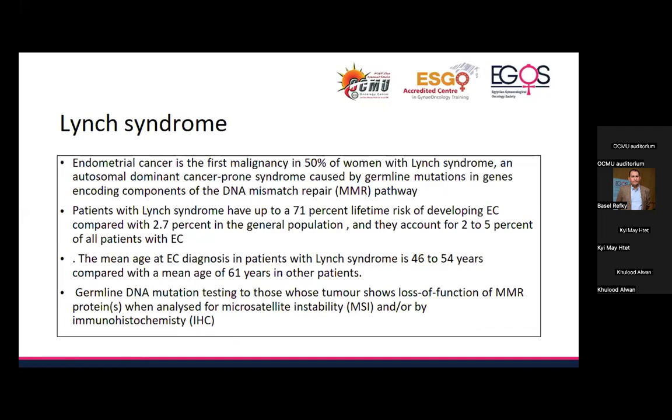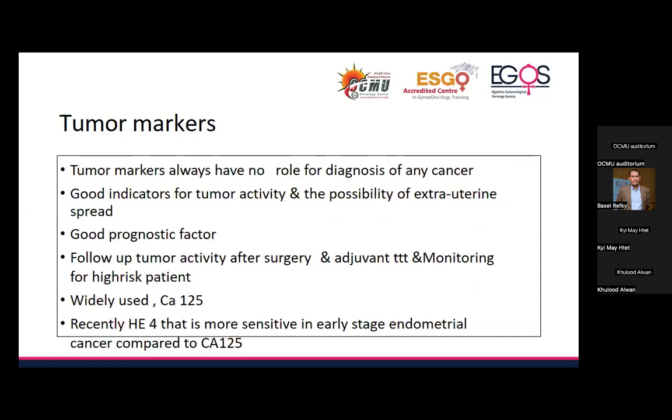HE4 is human epididymis protein 4. It is used as a tumor marker equivalent to CA 125 in ovarian cancer. Usually they use CA 125 and HE4. It is used in many institutions worldwide, but it hasn't gained so much publicity. We use it sometimes in the National Cancer Institute, but it isn't as famous as CA 125. It is used for ovarian cancer mainly.